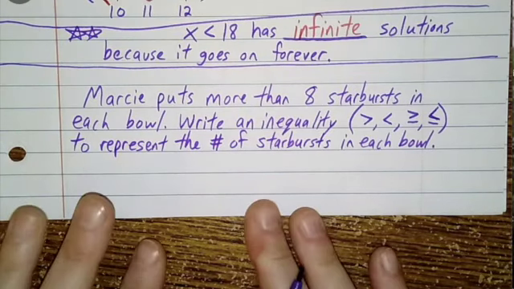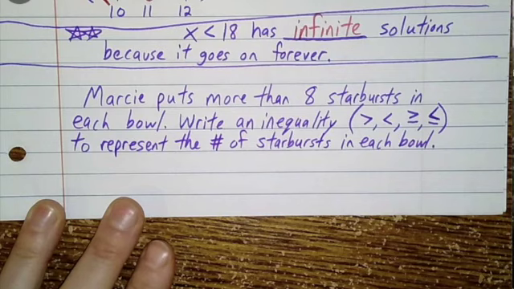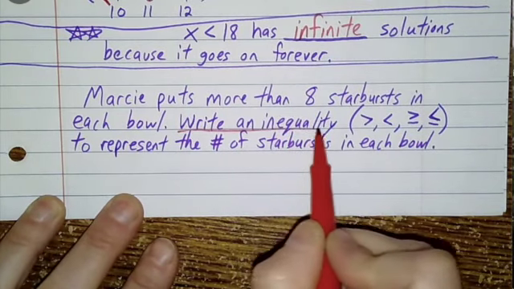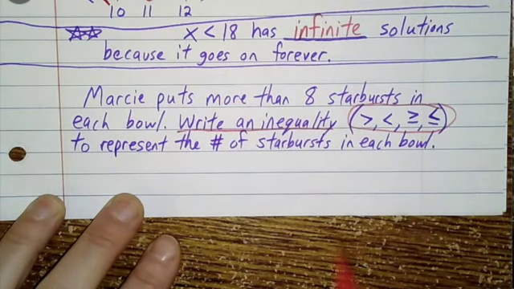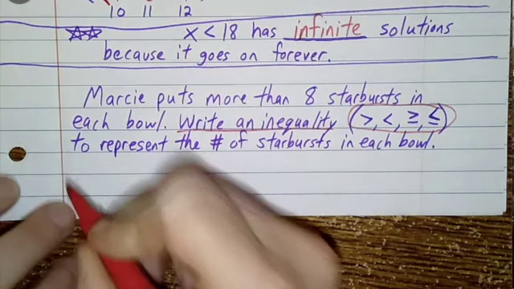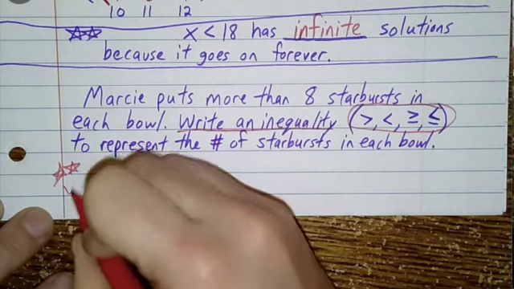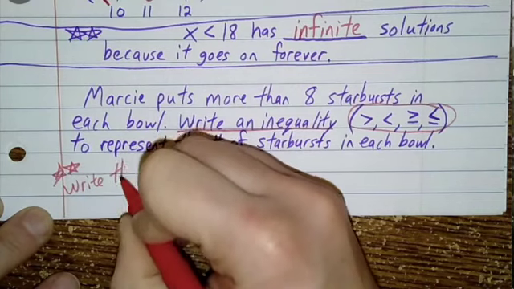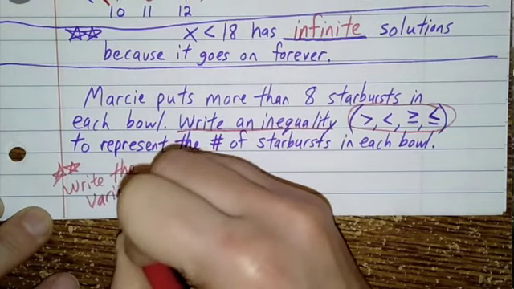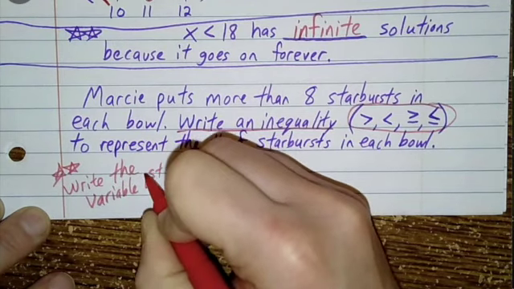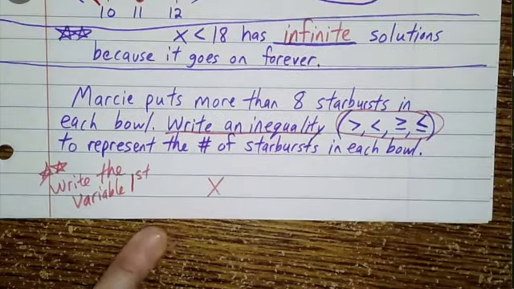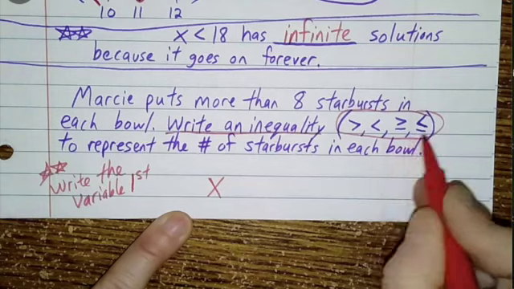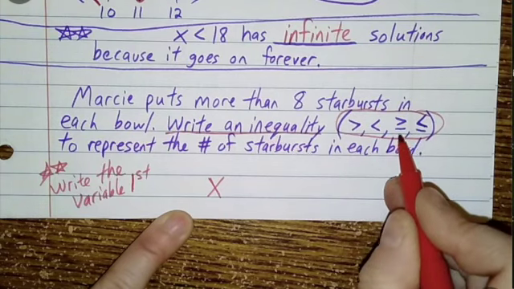So it's like they're telling us to write an inequality. We need to write an inequality, and remember, we're using these signs over here to represent the number of starbursts in each bowl. So the first little clue, I'm going to put a star or 2 here: you always need to write the variable first. We talked about this before in another lesson when we're writing inequalities. If they don't tell us any variable, we can just pick x, okay? And then if we're writing an inequality, we have to use one of these signs, which means they have to give us a clue of what we're going to do.